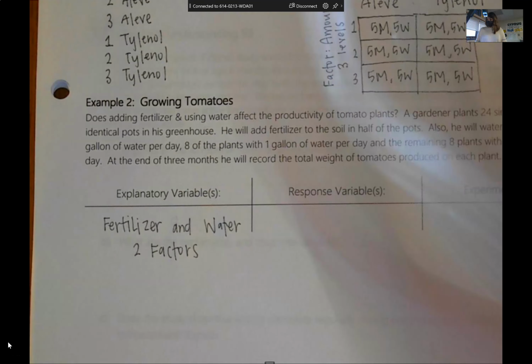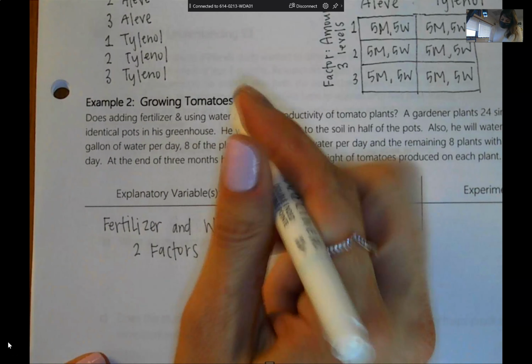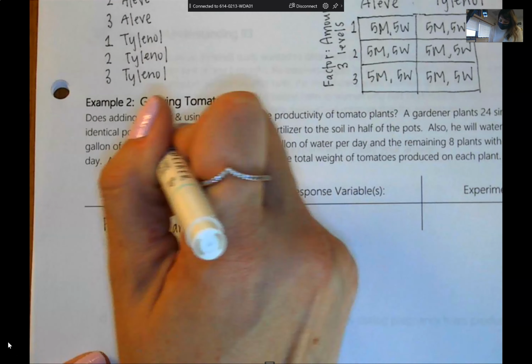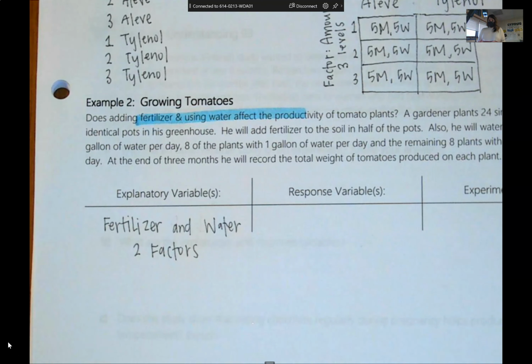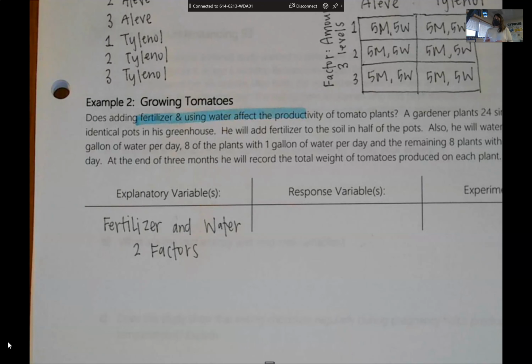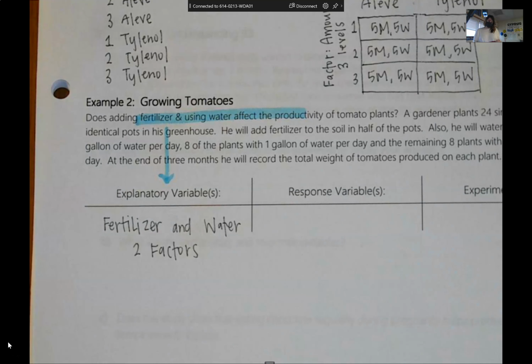In the problem where I know the experimental unit, the explanatory variable, it's the very first sentence. Does adding fertilizer and using water affect the productivity of your tomato plants? So that just means, does it have an effect on the tomatoes that are produced?